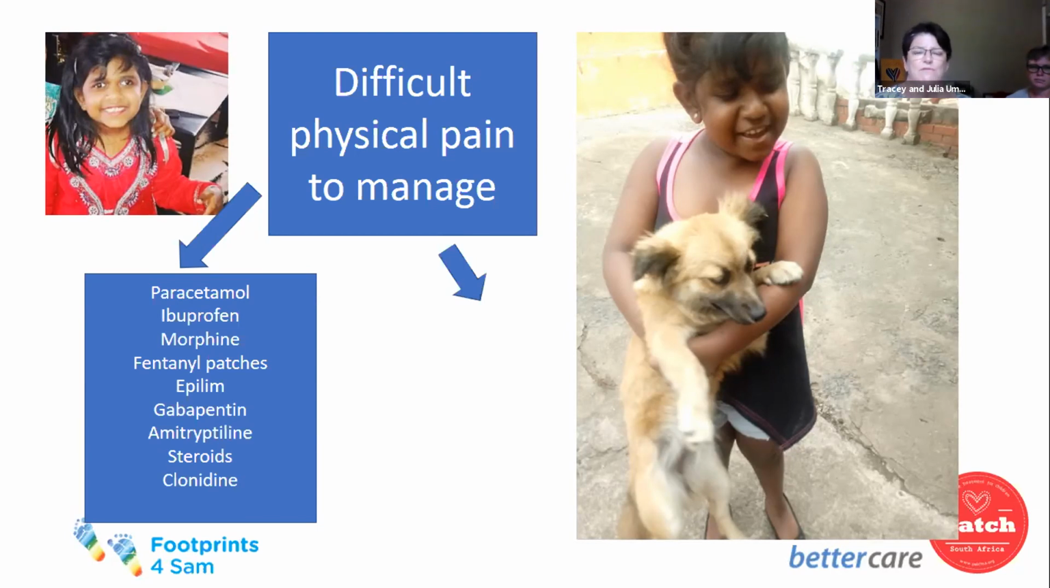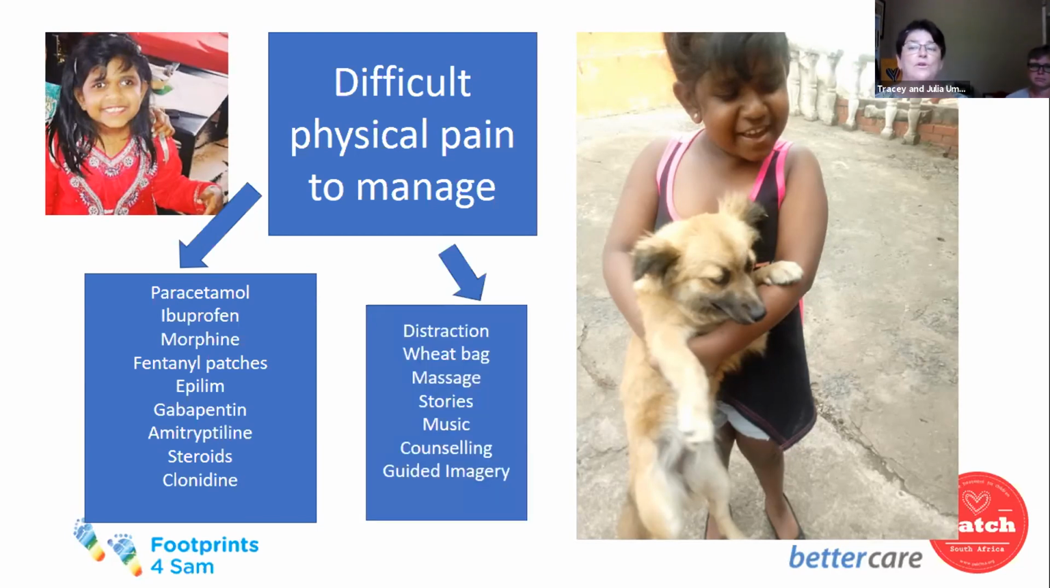But then not only that, we've also had to look at the non-pharmacological stuff that we've done for her. So we've taught her mom about distraction techniques, using guided imagery, helping her imagine she's in a different place, some good psychotherapy counseling with our social worker, getting her mom to do stories and music therapy, massaging her. And what does help her a lot is using a wheat bag for some heat and warmth on her neck and her back. Between these two things, they've really helped.